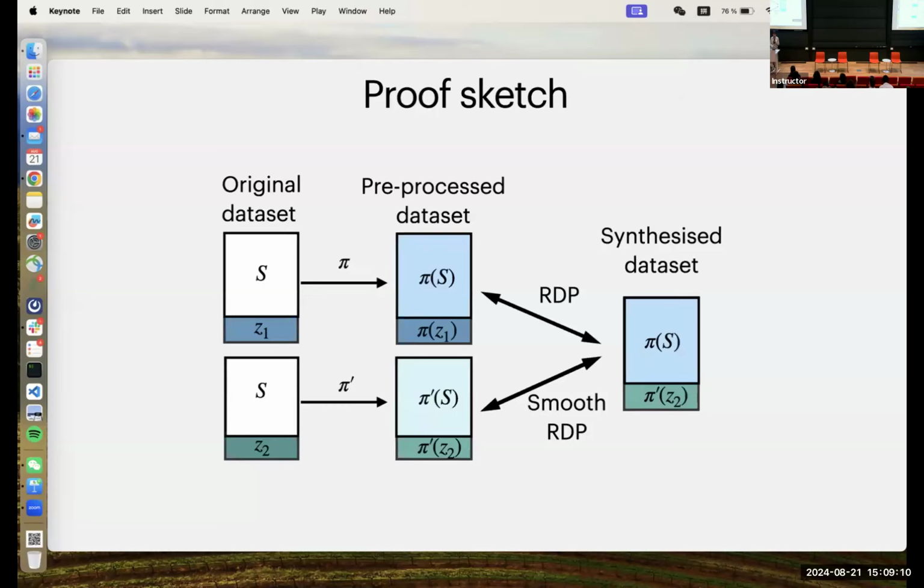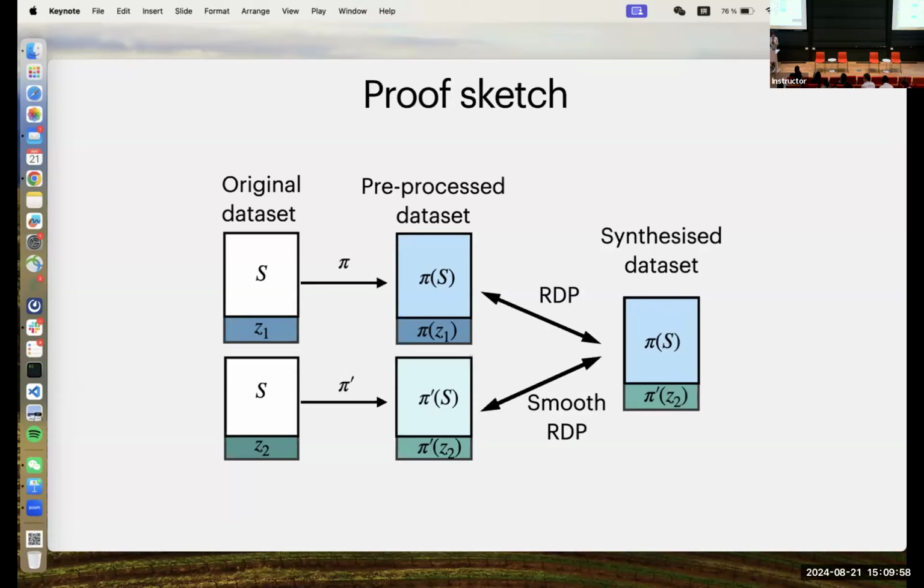So we have the original data sets, we have the preprocessing function computed on these two original data sets, and we have the preprocessed data sets. Here again, we want to compute the Rényi divergence between the output distributions on these two preprocessed data sets. But we don't really know how to directly compute this Rényi divergence. So we construct a synthesized data set, which consists of parts from the two preprocessed data sets. If you look at the upper two data sets, they are neighboring data sets, so their Rényi divergence is upper bounded by RDP.